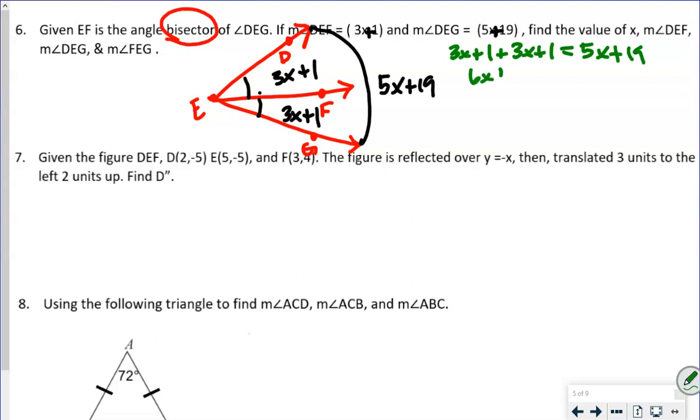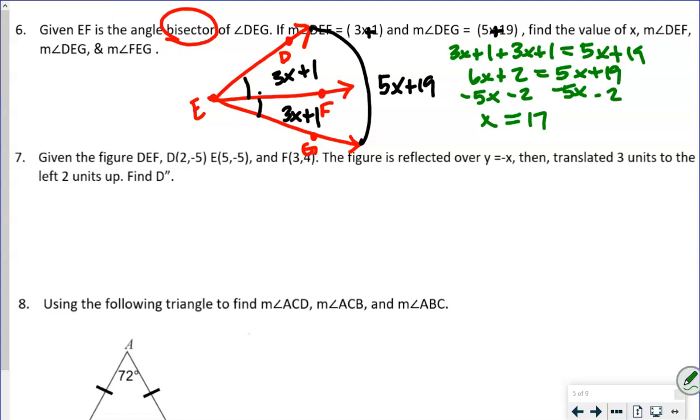So that's going to be 6x plus 2 is equal to 5x plus 19. So we are going to subtract 5x from both sides. That gives us x on the left, right? We're going to subtract 2 from both sides. So that means x is going to be equal to 17.